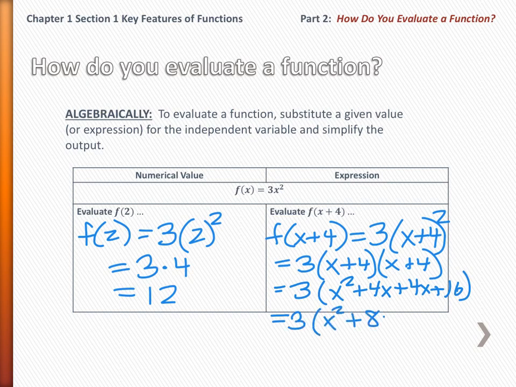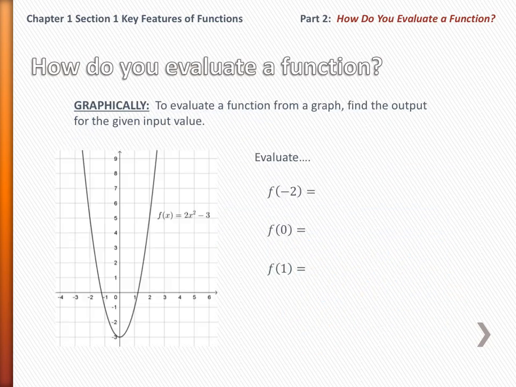So there's the pattern there. Plus 16), and that's 3x squared plus 24x plus 48. So when our input here in this particular function equals x plus 4, our output would equal this trinomial here, 3x squared plus 24x plus 48.